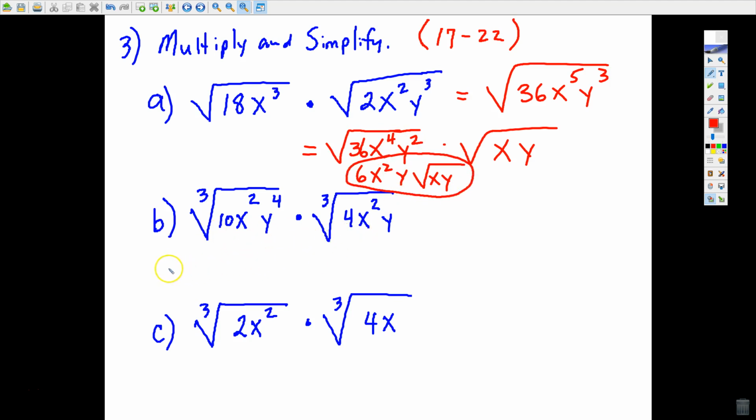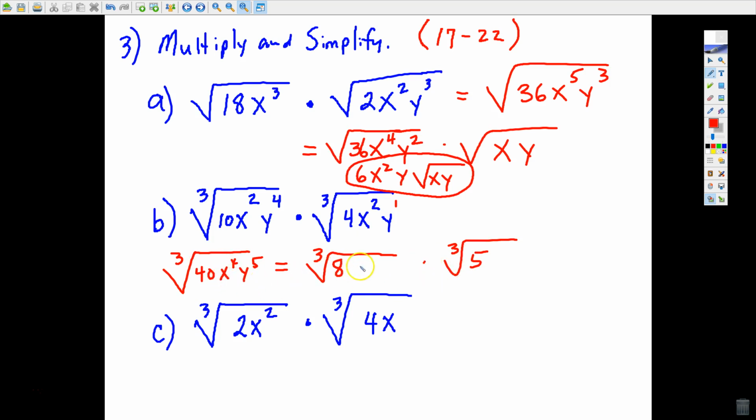Okay, letter B, multiplying these together is the cube root of 40 x to the fourth y to the fifth. Remember how we add the exponents together and there's an invisible 1 here. Okay, so 2 cube root factors. On the left one, we're going to put all perfect cubes. 8 is a perfect cube number, and to make 40, I'm going to have to multiply by 5.